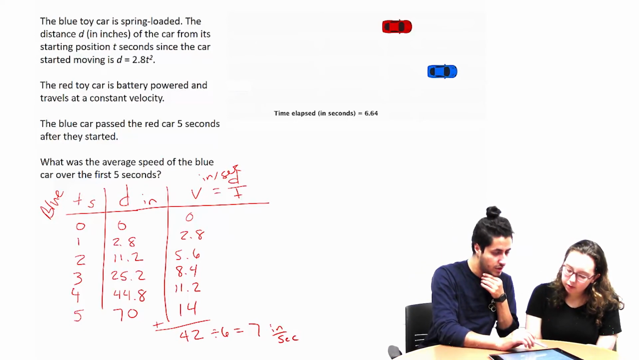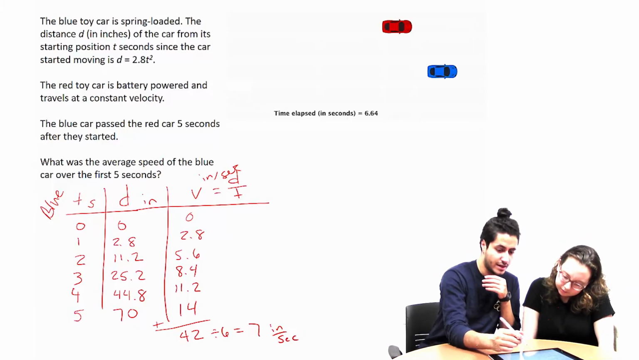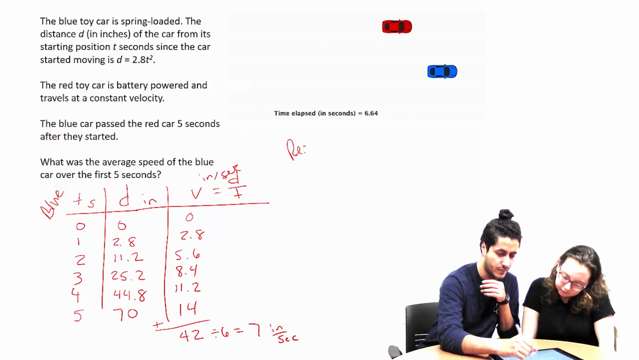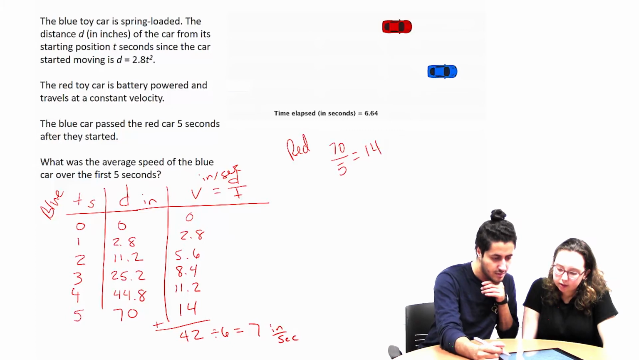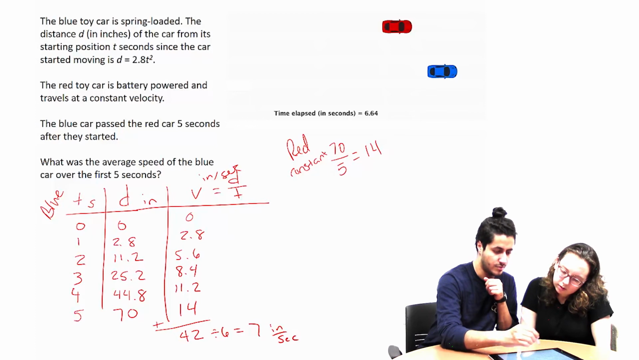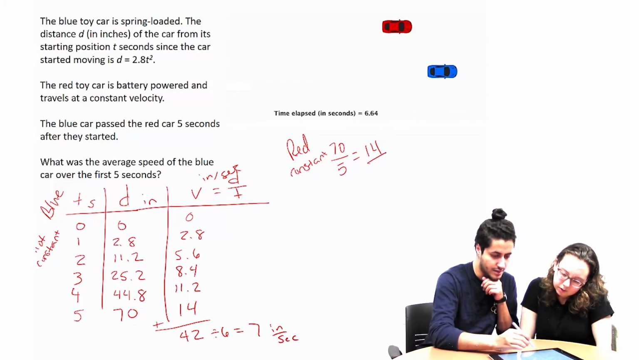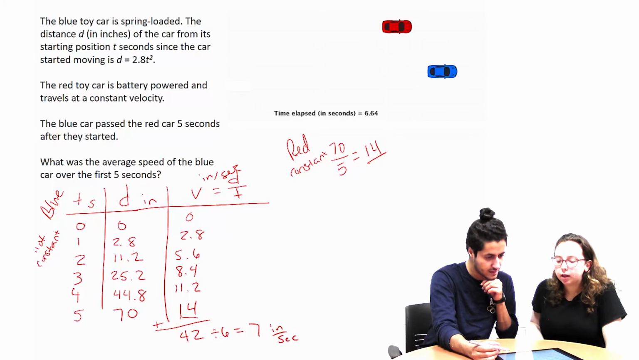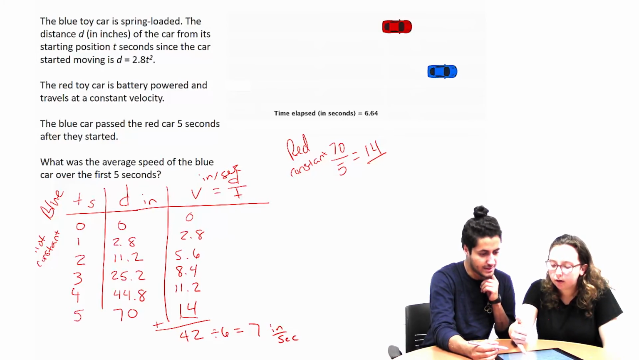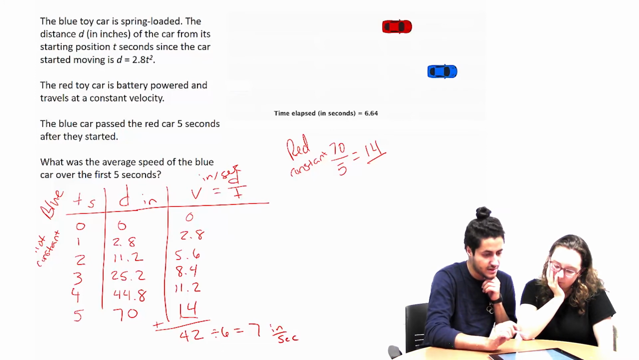So then if the blue car at 5 seconds is a distance of 70 inches away from the starting point, then we know the red car would just be 70 divided by 5, and that's 14. But we know that the red car is constant, and the blue car is not constant. So I don't know if that's correct. Oh, and you're saying this would be the average speed of the red car, and we're only having that one. Yeah. So I'm not sure if that's correct.